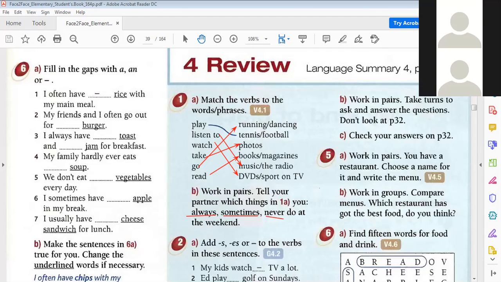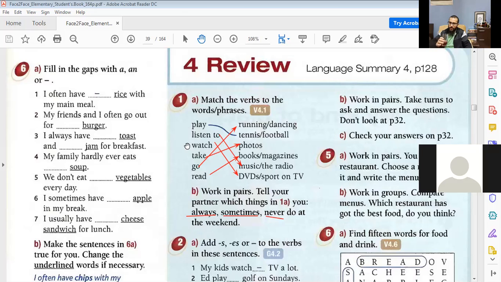I never take photos at the weekend. Okay. I always watch DVDs on TV. Okay. All right. Do you ever go running at the weekend? No. So this means you never go running at the weekend, right? Yes. Okay. Would you like to add any other activity? Even if it's not written here, you can add it. If it's something you do at the weekend, you can tell us about it.